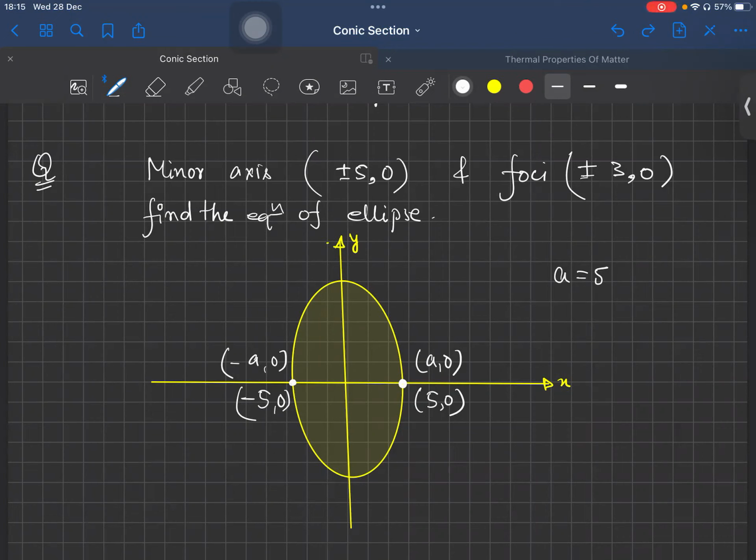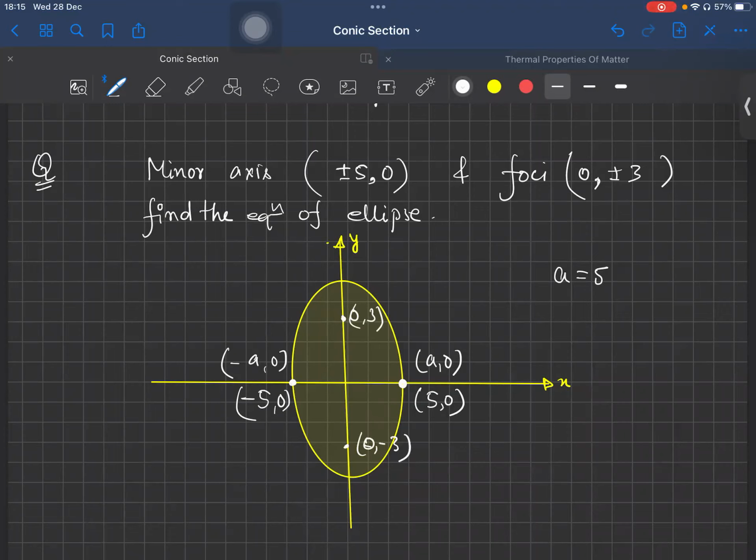Sorry, the foci cannot be like here. It is 0, comma, plus or minus 3. All right, so in this case, the foci are plus 0, 3, and here 0, minus 3.